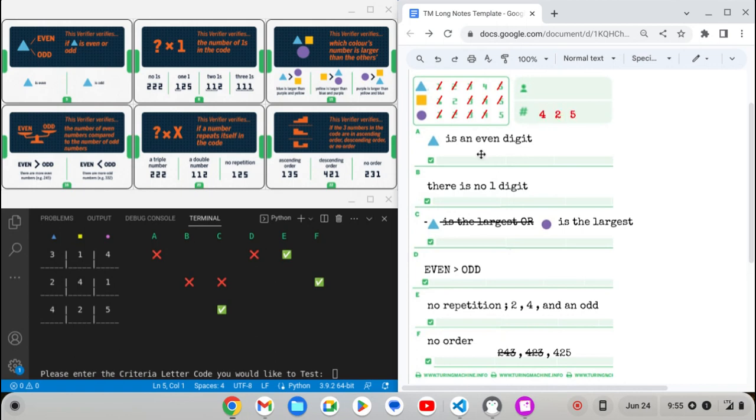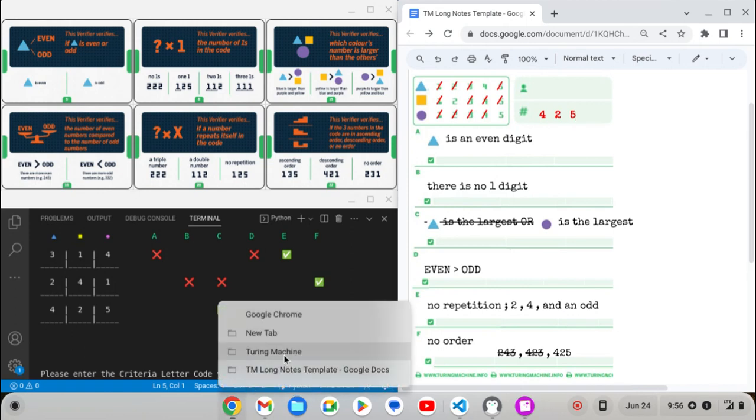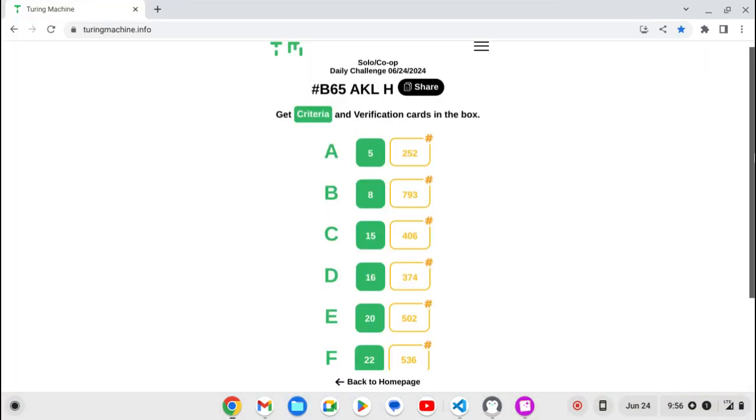And just really quick, triangle, first one is even. Yes, there is no one that's correct. Circle is the largest it is. There are more evens. There are no repetitions, and there's no order. Yep, looks good. So let's go to turingmachine.info to confirm. So 4, 2, 5.